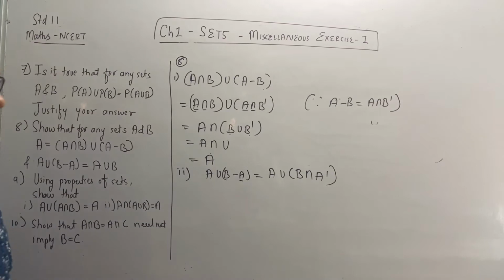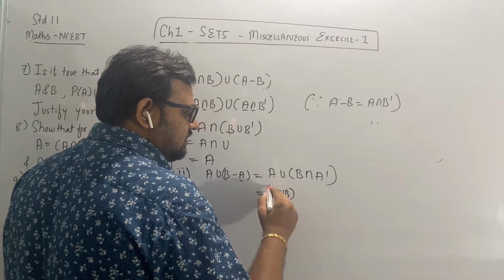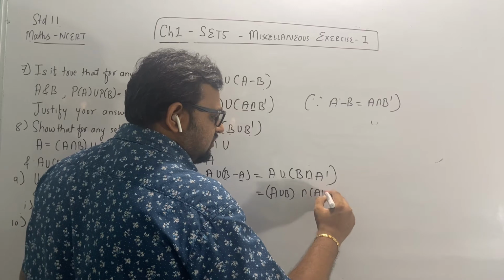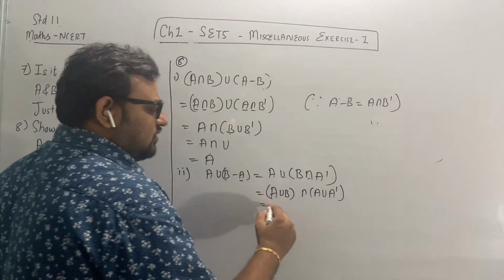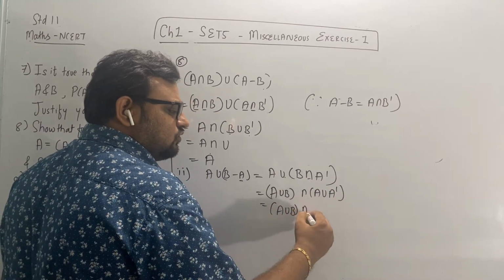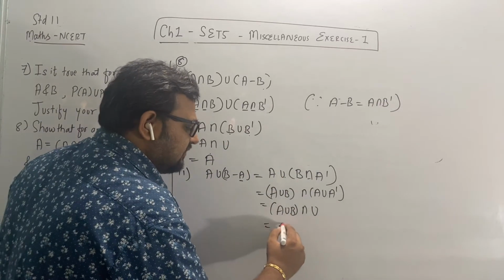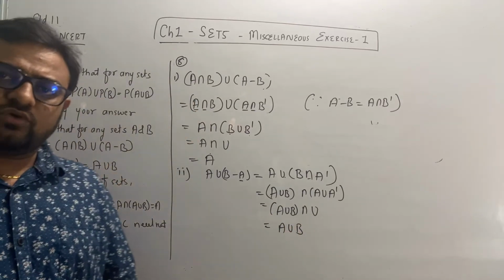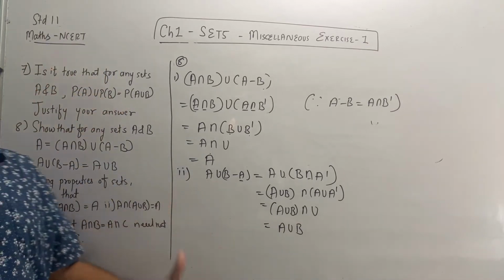Clear? So now, law of distribution, A union B intersection A union A complement. Clear? So this will be equal to A union B. What is A union A complement? That is U. Any set when we take intersection with U, that will be equal to A union B. So hence it is proved. Clear? So this was about question number 8.